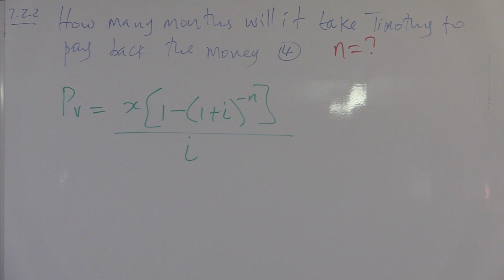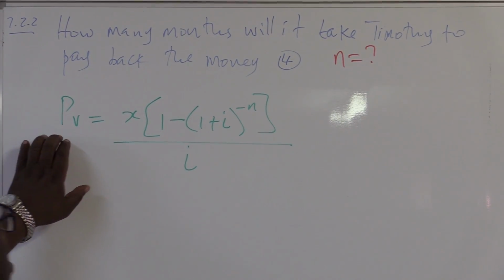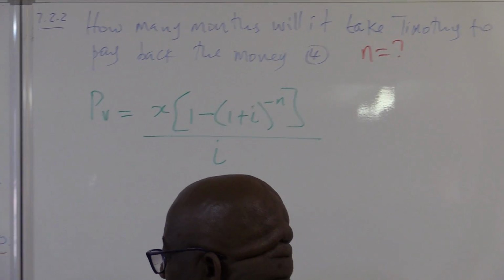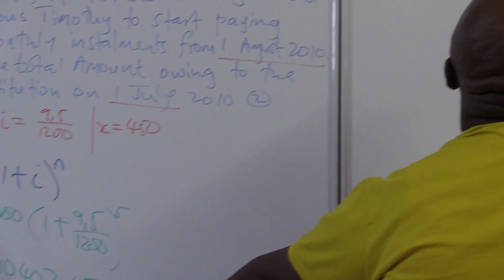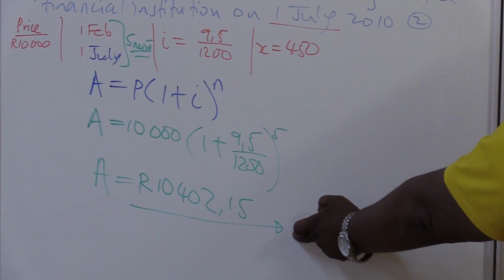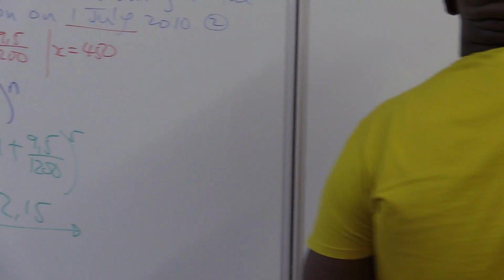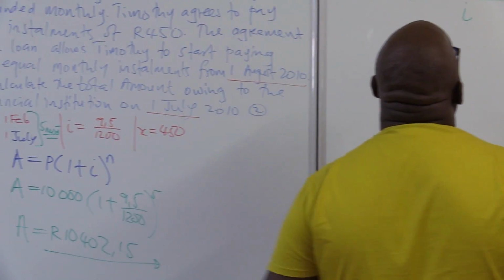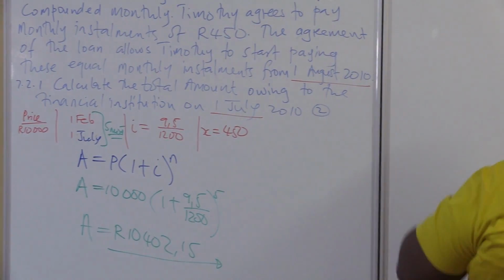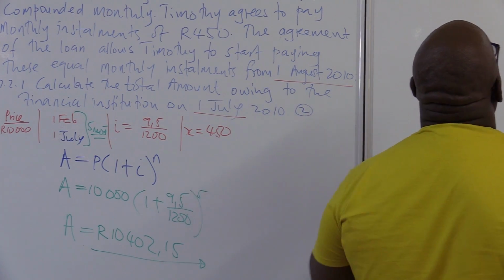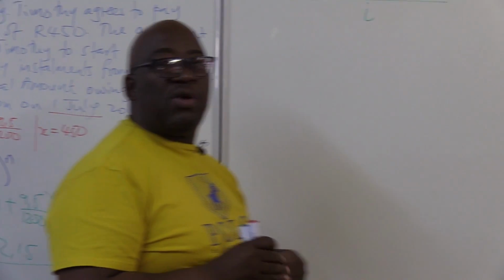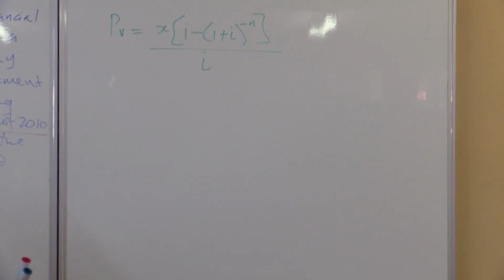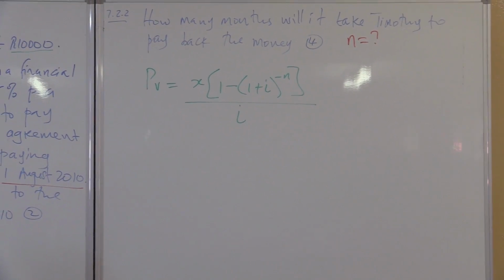Right, do we know my PV? Do I know the loan? Yes, I know my PV at the moment. This one is my PV. How many months? n is what I'm looking for. Do I know the interest rate? Yes, we know the interest rate. What else? Do I know the installments? Yes, I know my installments. So I have only one unknown in this particular case, which is n. Let's work on it. Let's do this together.